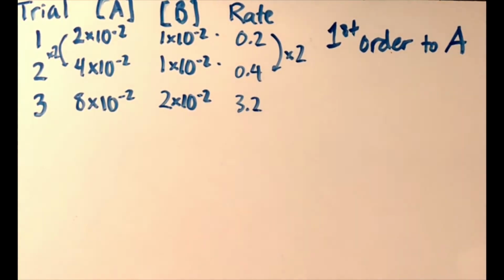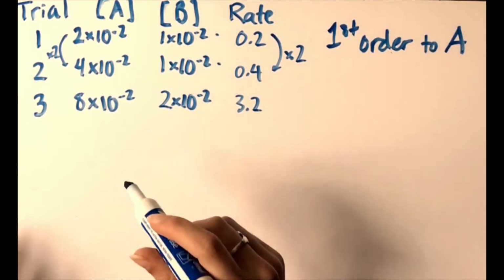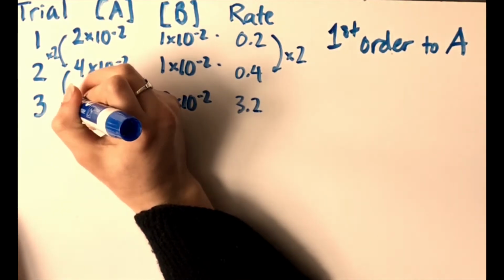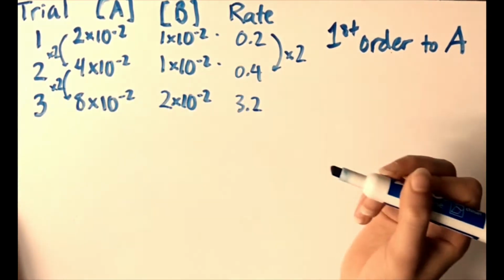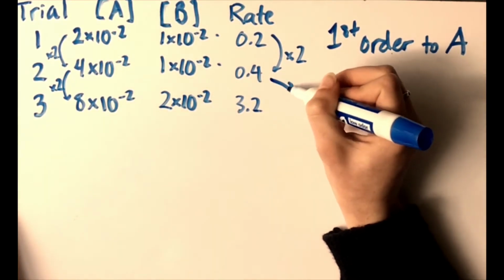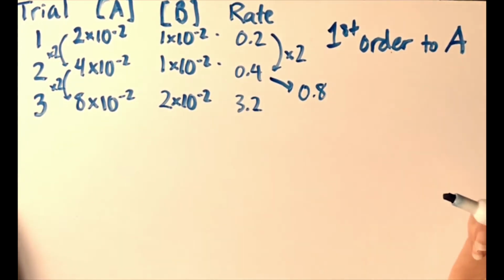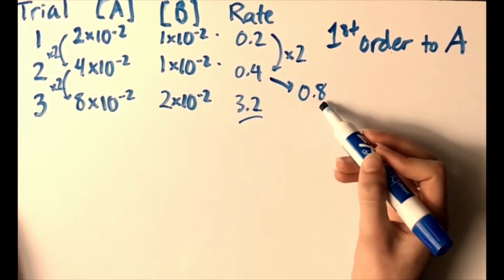All right, now for B. Unfortunately, there is no trial where reactant A stays the same, but that's okay, we can deal with that. If we account for the effect of the change in A that would have had on the rate, then we can see if B had any additional effect on the rate. Okay, so from trial 2 to trial 3, reactant A doubled in concentration again. So that means the rate would have doubled to 0.8. However, the rate is actually 3.2, not 0.8.